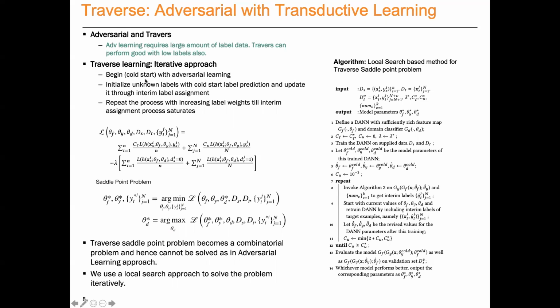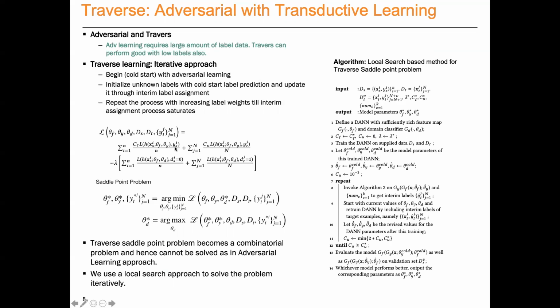We begin with a cold start by having random assignment of labels, and then we do adversarial learning on top of that. So basically, we initialize unknown labels with cold start, take the cold start label predictions and update them through interim label assignments, and repeat this process with increasing label weights till the interim assignment process saturates or converges. So that can be viewed through the loss function that we came up with for Transfer.